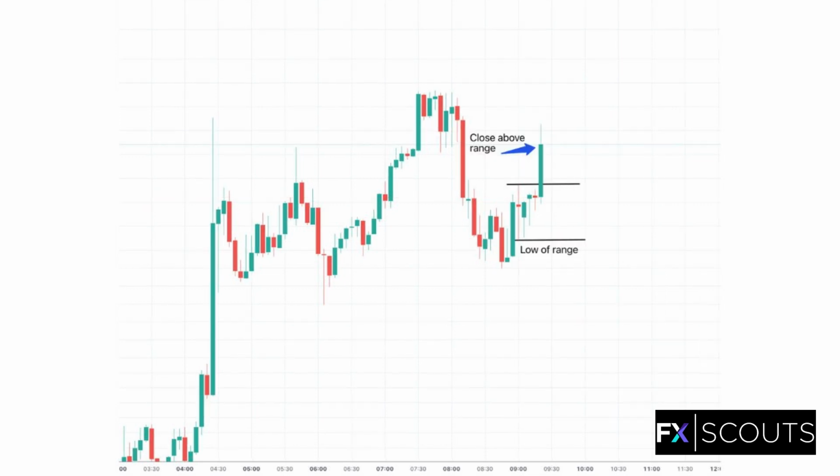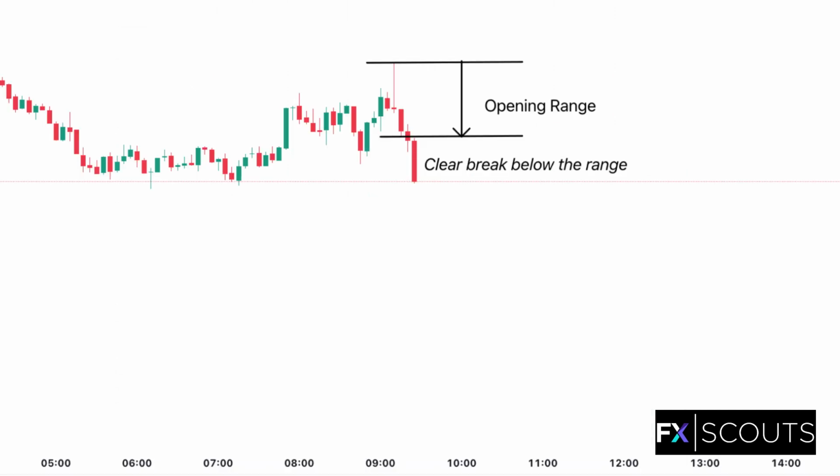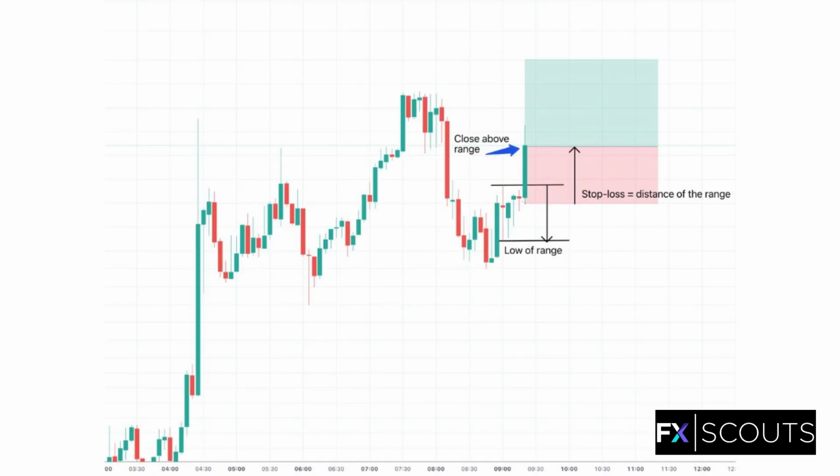So if the price breaks and closes above that range, you're going to go long. And if it breaks and closes below that range, you'll go short. You'll place a stop loss on the opposite side of that range, or use a percentage of that range. So you could use half the range as your distance for your stop, or you could use the full range as the distance, depending on the volatility in the market.